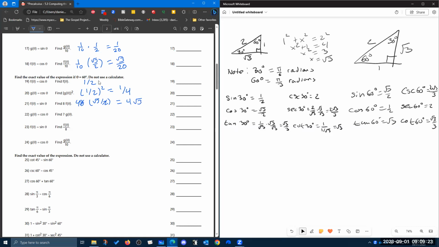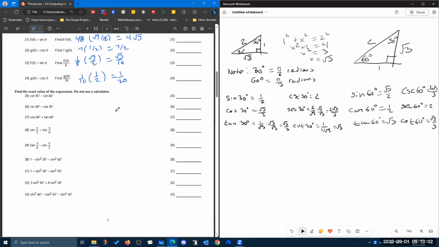7 times the cosine of 60 degrees is 7 times 1/2, which is 7/2. 1/8 of the sine of 60 degrees is going to be √3/16. And 1/10 of the cosine of 60 degrees is going to be 1/20.